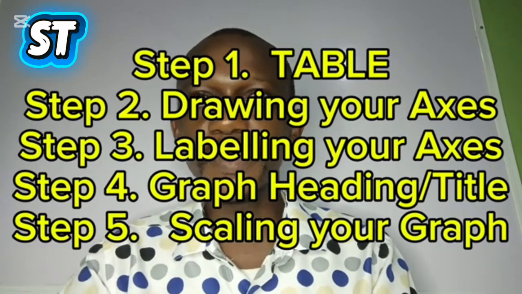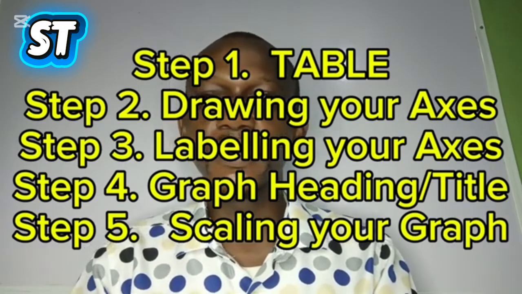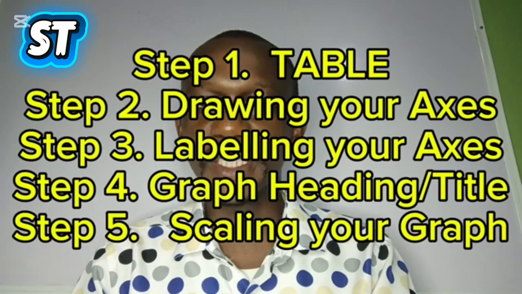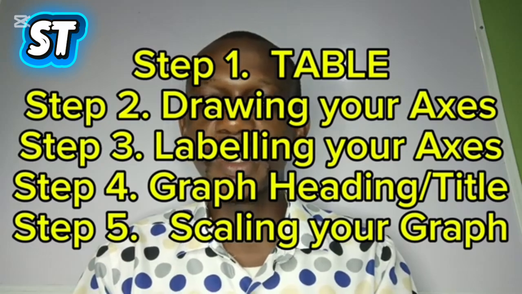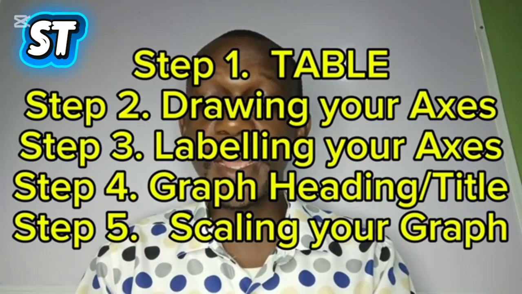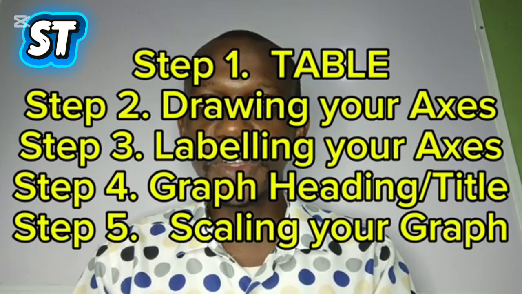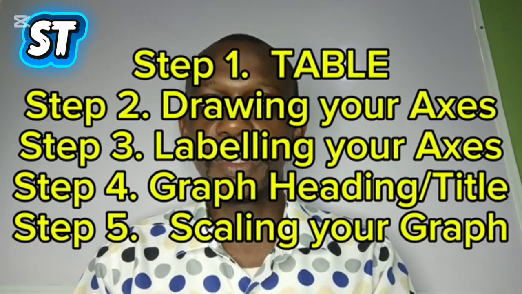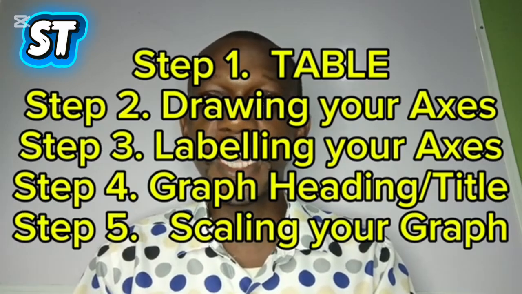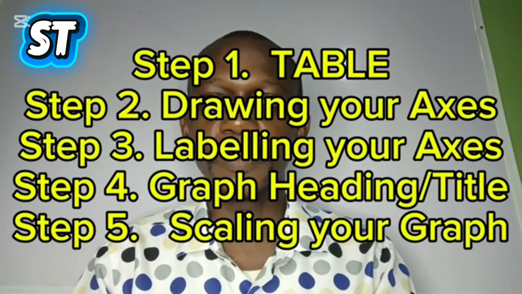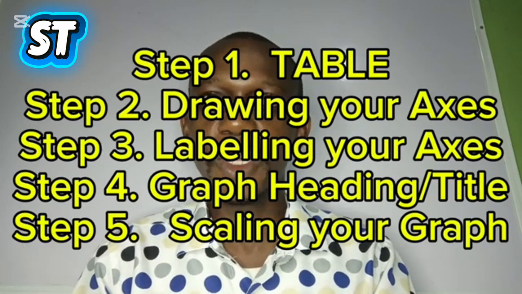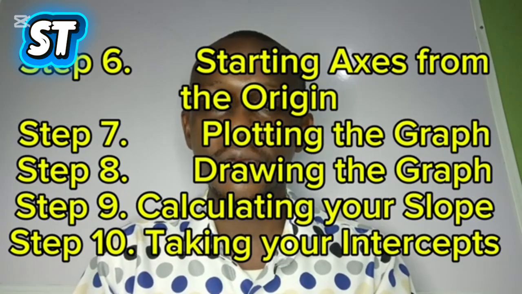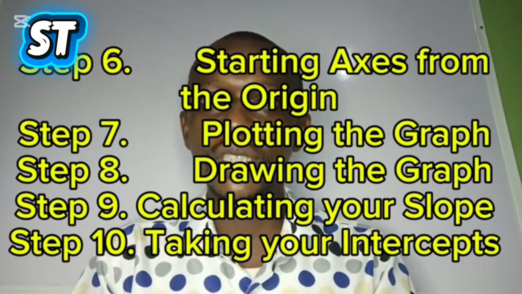Now, the first step is the table. The second step, which is under the graph, is drawing your axis. How can you draw your axis? The third step is labeling your axis. The fourth step is giving your graph a heading, or what we call a title. The fifth step is choosing a scale for your graph, which is the most important one, and that is what you people are asking for. The sixth is starting both axes from the origin. Why do you have to do that?